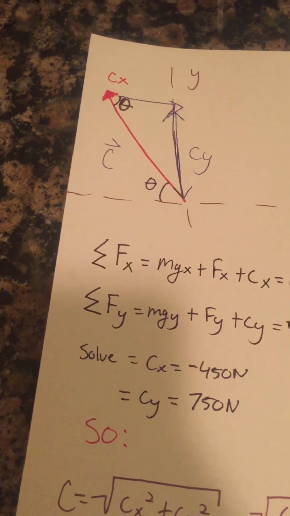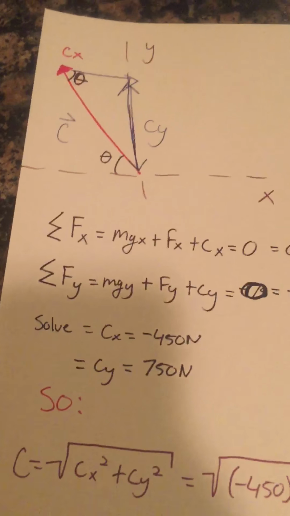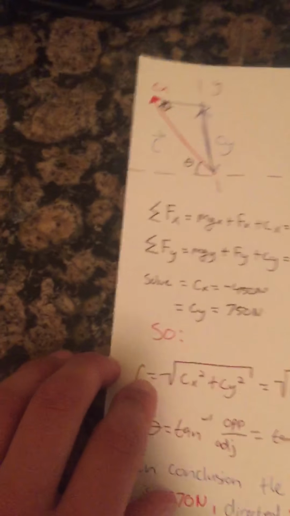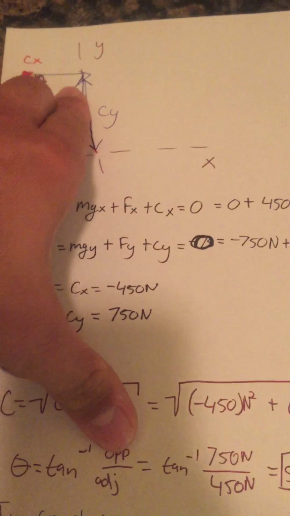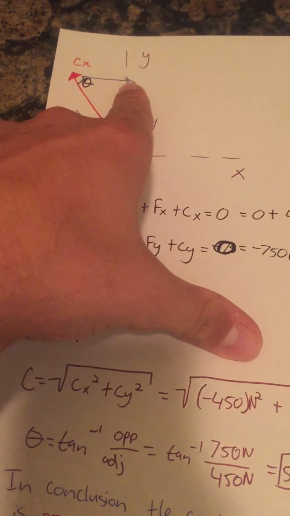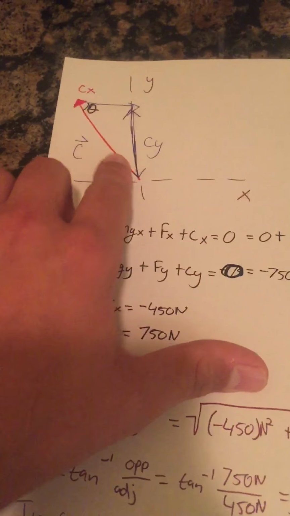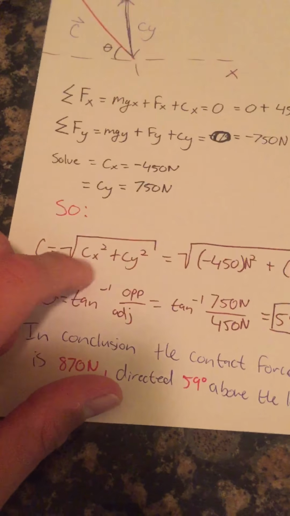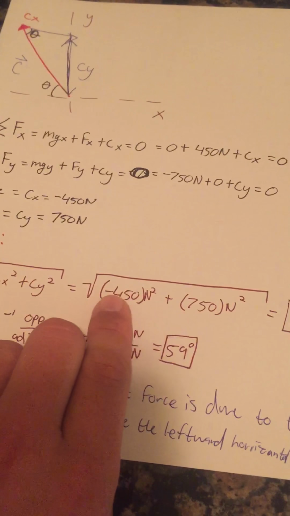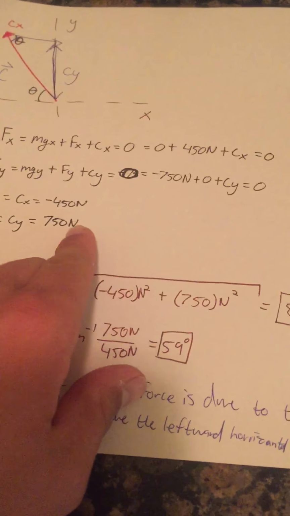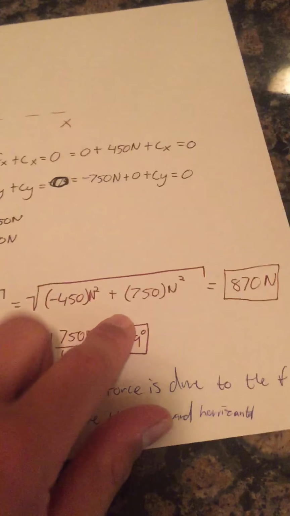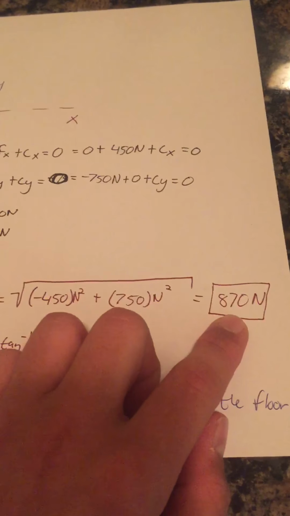Because the chest is in equilibrium, we must then work out C. You have your Cx and your Cy, but we need to find the hypotenuse. So you have Cx squared plus Cy squared, and then you plug in your x and your y: negative 450 newtons from where you got it right here, and your 750 newtons. You work this out, and the final answer is 870 newtons.